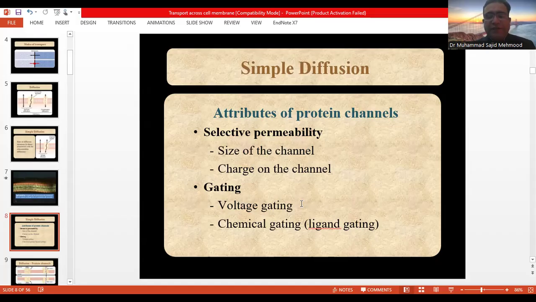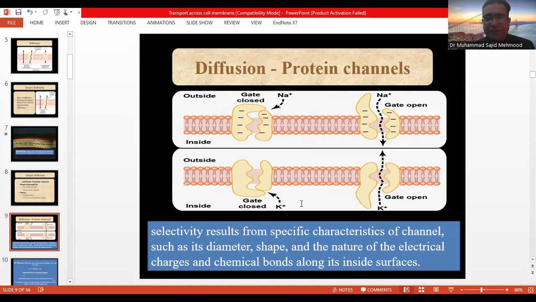Similarly, whenever a chemical binds with the protein channel, the molecules can easily pass through that channel, and such type of channels are also called ligand gated channels. One of the examples is acetylcholine gated channels.